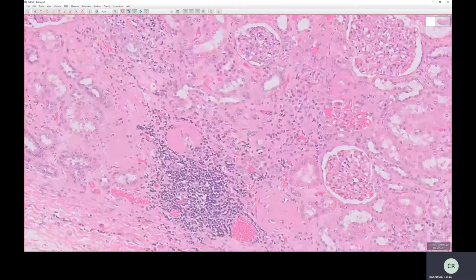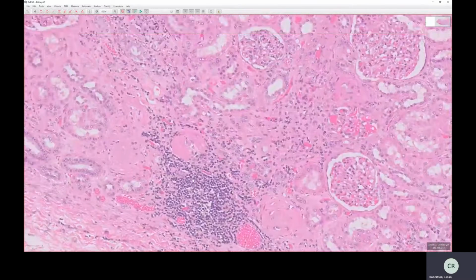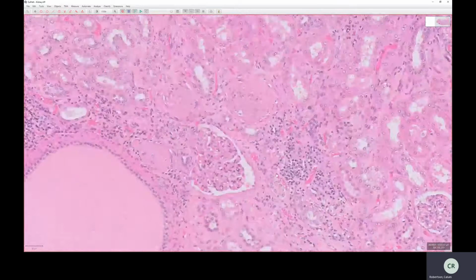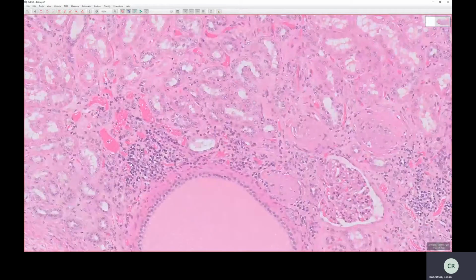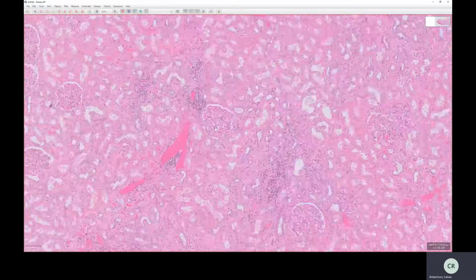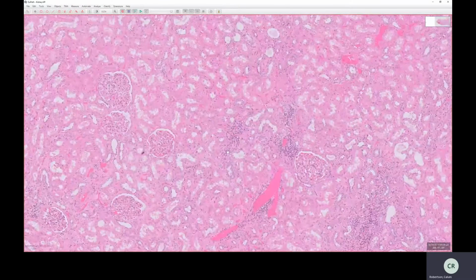It's not normal to see this degree of inflammation here. There shouldn't be much inflammation at all within the kidney under normal circumstances. This is chronic inflammation. These are all lymphocytes. Maybe there's some histiocytes among all this, and that's not normal to see.